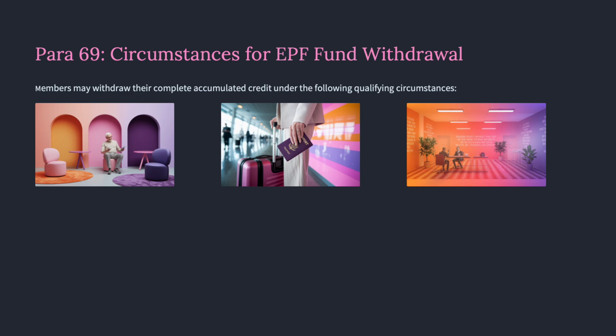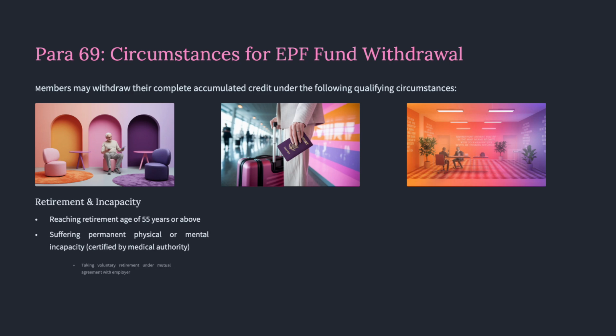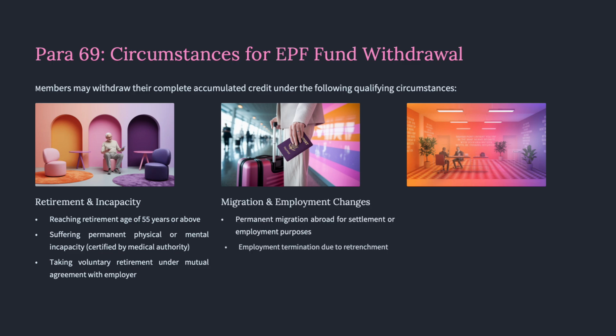Para 69. Circumstances for EPF fund withdrawal. Members may withdraw their complete accumulated credit under the following qualifying circumstances: retirement and incapacity, reaching retirement age of 55 years or above, suffering permanent physical or mental incapacity, certified by medical authority, taking voluntary retirement under mutual agreement with employer. Migration and employment changes. Permanent migration abroad for settlement or employment purposes, employment termination due to retrenchment, transfer to establishments not covered under the EPF scheme.